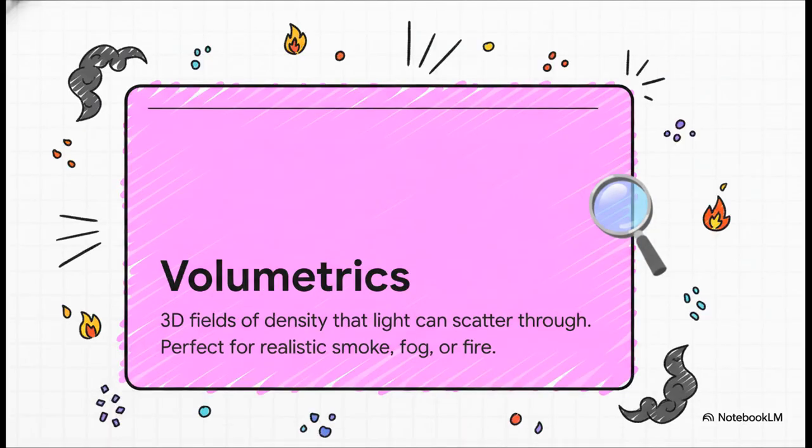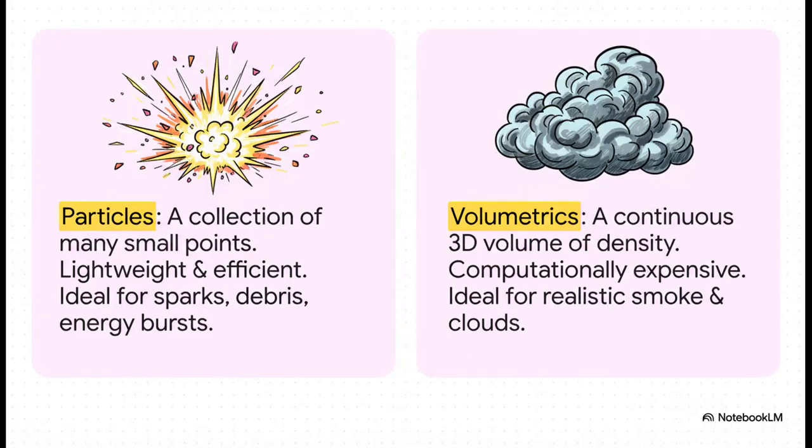Now, on the complete opposite end of the spectrum, you've got volumetrics. This isn't a collection of points at all. Instead, it's a continuous 3D field, a volume of density. Think about a real cloud of smoke. It has depth, light passes through it, it scatters in really complex ways. That's a volumetric effect. It looks breathtakingly real, but you can probably guess it's way more expensive for a computer to handle. So this is the big split you've got to remember.